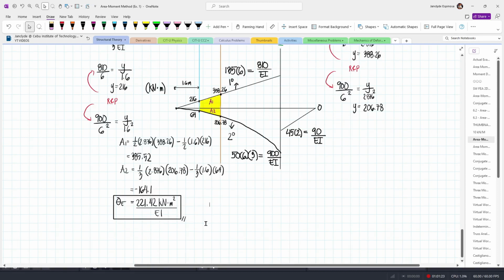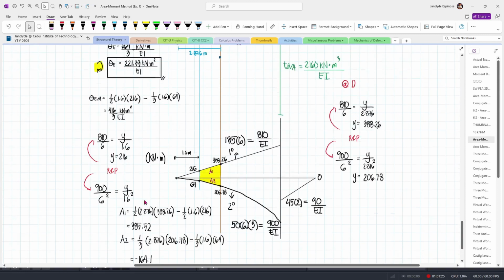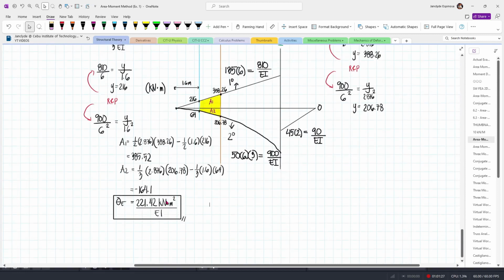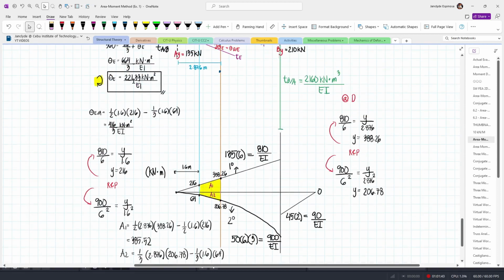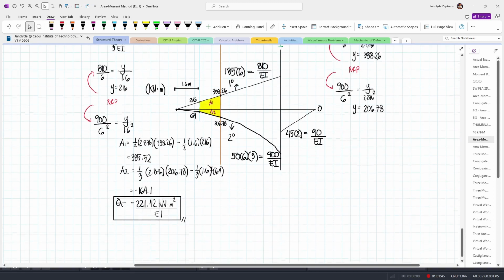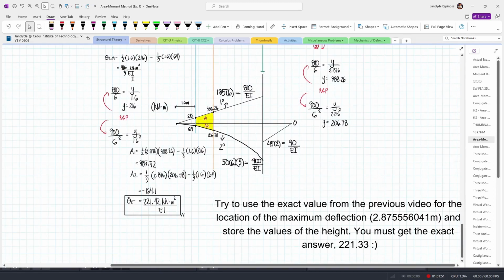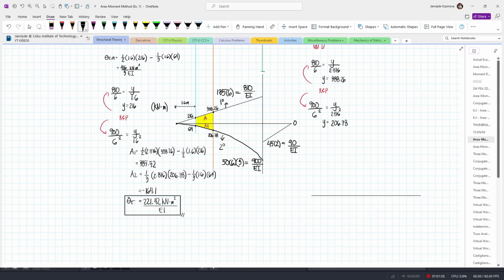And so as you can notice, this is the same with our answer earlier, but merong discrepancy due to the rounding off of values. Now, if you will use the exact values dito for the height, saka itong mga base natin, then you will get 221.33 exactly. And so this is the alternative way. Now, this is helpful if you have a beam which is symmetrical.